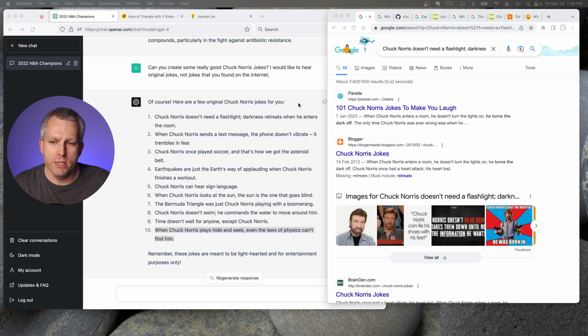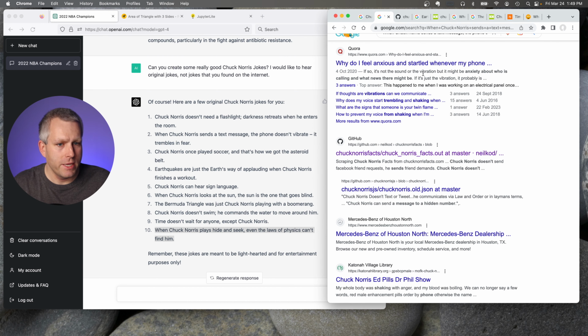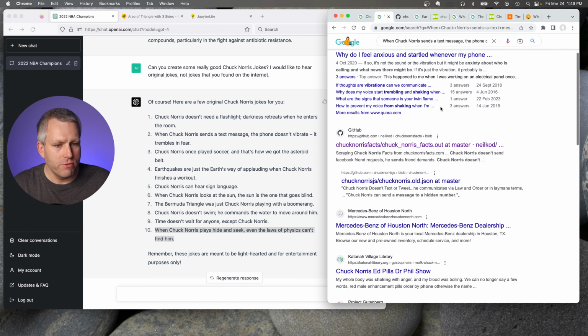The second joke is, when Chuck Norris sends a text message, the phone doesn't vibrate. It trembles in fear. So that's the second tab right here. And I did not find anything like that on the internet. So that to me is a truly original Chuck Norris joke.